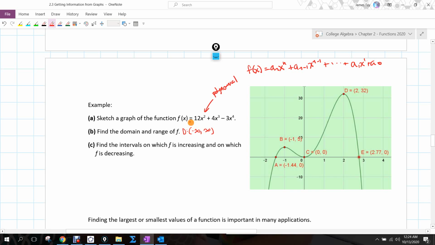Basically what we do for the range is figure out, of all the x values that I plugged in here and evaluate, what is the largest y value that I get back? That largest y value that you get back is 32.